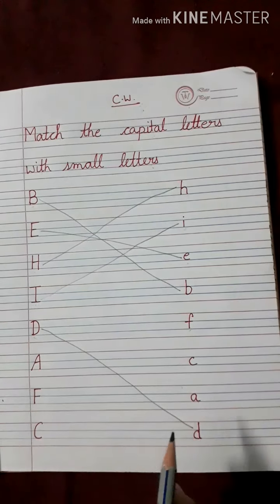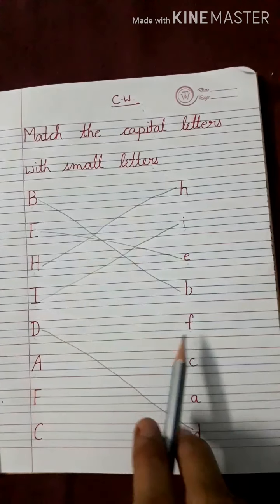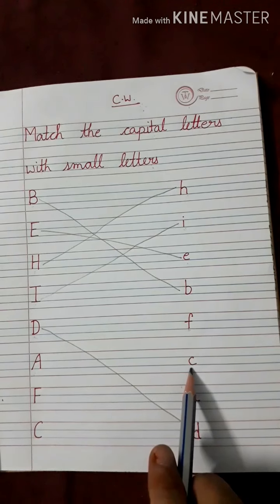Now next, which letter is this? Capital A. Okay. Now we will search small a. Is it this? No. This? No. This, yes. This is small a. Now we will match it.